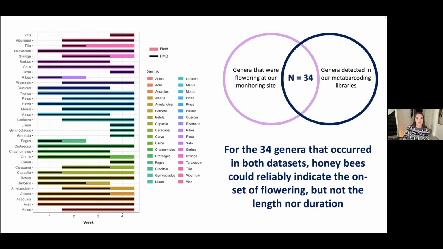Now, interestingly enough, there was a subgroup of species, particularly within Rosaceae, so flowering cherry and apple trees, that honeybees tended to be good at indicating the entire length of the flowering period, but this wasn't consistent enough to be able to track this on a large scale. So they can indicate the start of flowering, but not the end nor the duration.